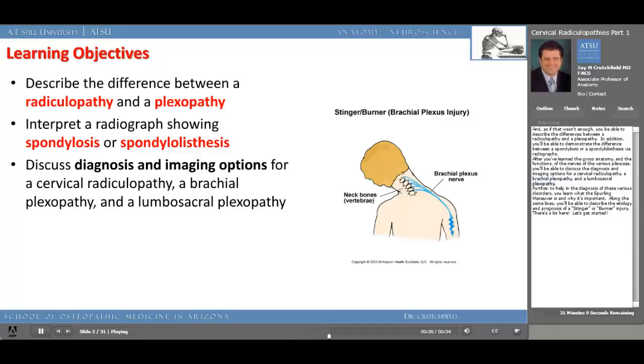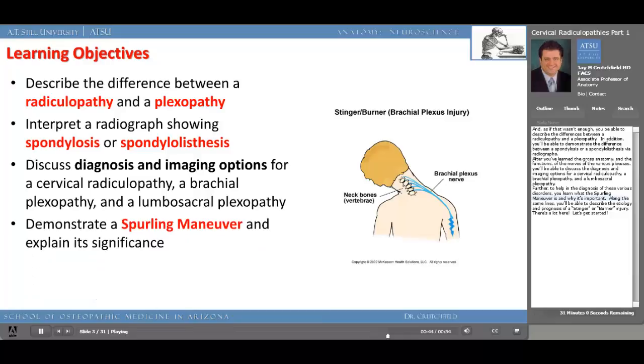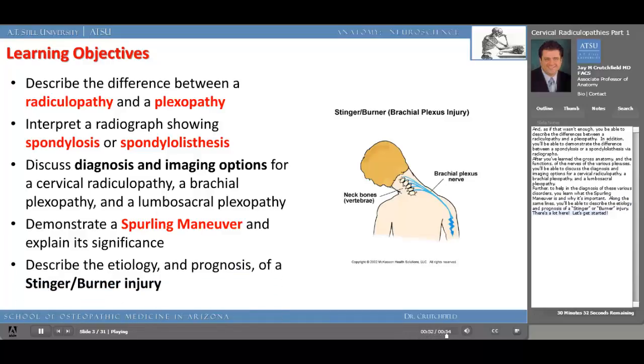Further, to help in the diagnosis of these various disorders, you'll learn what the Sperling maneuver is and why it's important. Along the same lines, you'll be able to describe the etiology and prognosis of a stinger or a burner injury. There's a lot here, so let's get started.